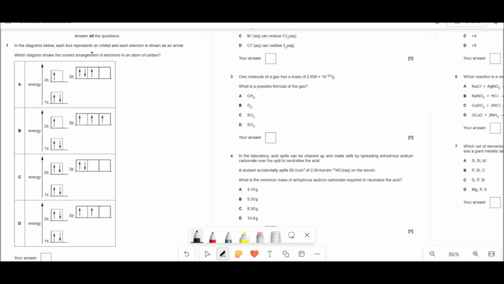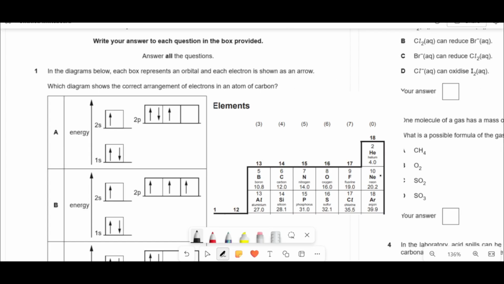In the diagrams below, each box represents an orbital and each electron is shown as an arrow. Which one shows the correct arrangement of electrons in an atom of carbon? If I look at the periodic table, a quick shortcut is that carbon is in the P block. The period tells you the outermost shell. It's in the P block, so it's P1, P2, P3, P4, P5, P6, and it's in period 2, so it's going to end in P2.